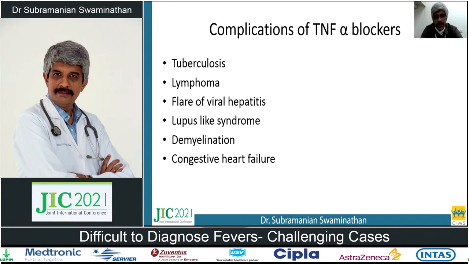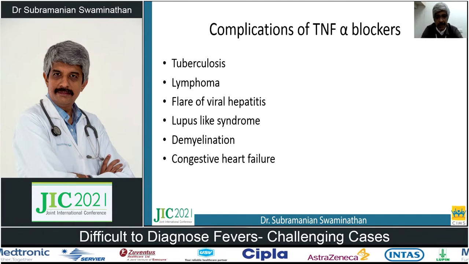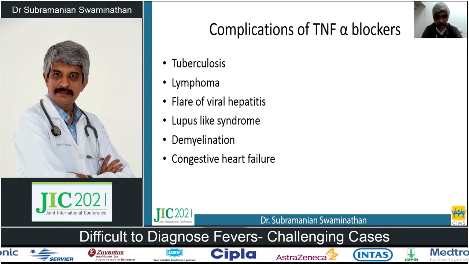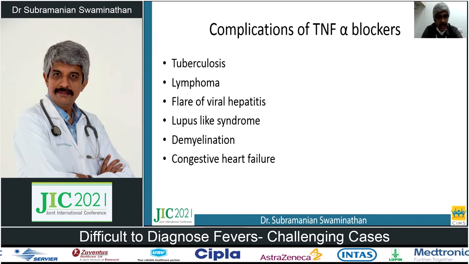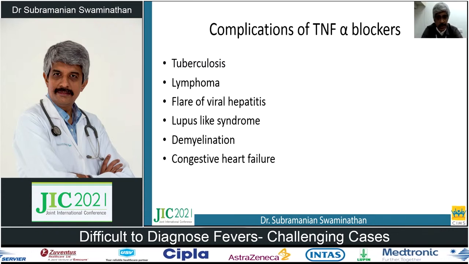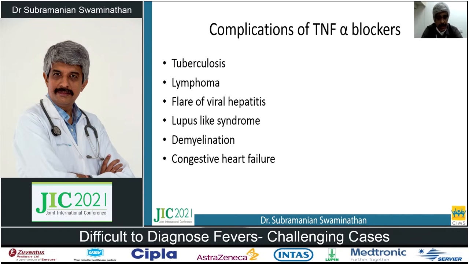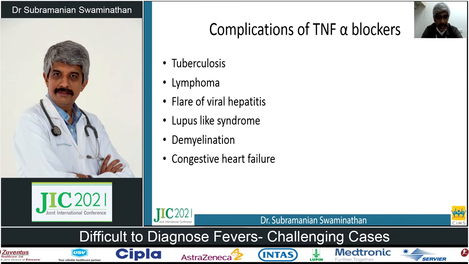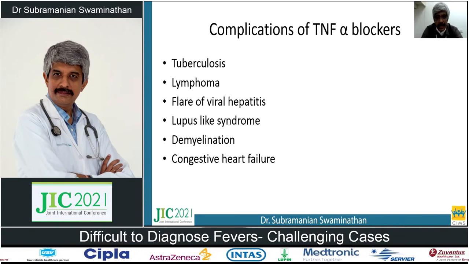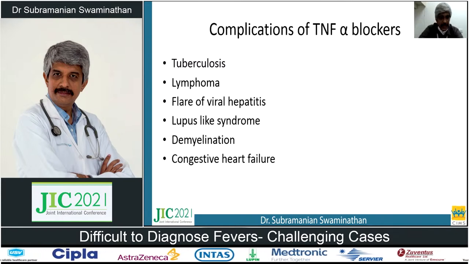So let's look at TNF-alpha blockers. Obviously, these are the class of drugs which have been used the maximum amongst the biologics. Possibly rituximab is the next most commonly used drug. The common issues that we see with this are tuberculosis, lymphoma, and viral hepatitis, which can flare. So Hep B, Hep C is always something that we look at. Lupus-like syndrome, demyelination, congestive heart failure. And also, let's not forget things like endemic mycosis reactivation.